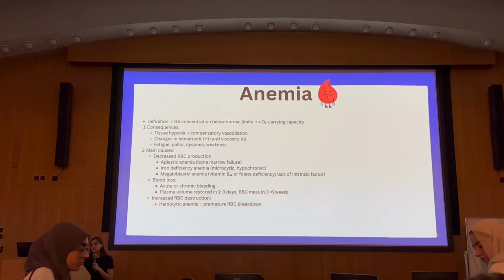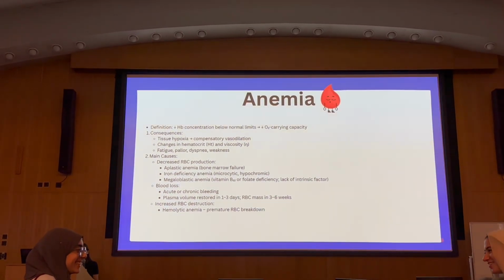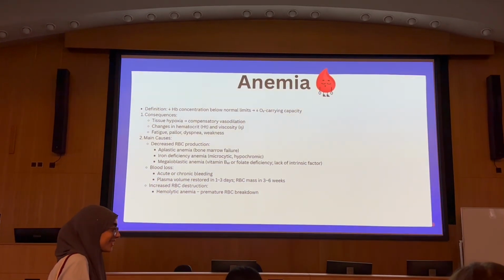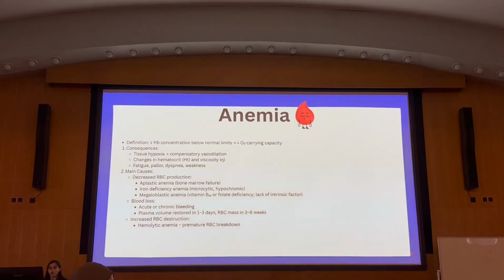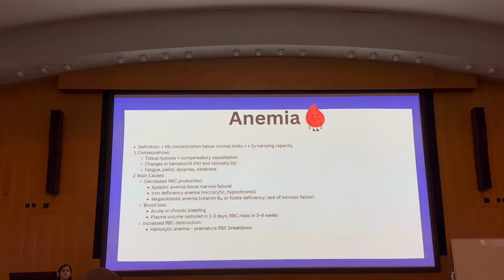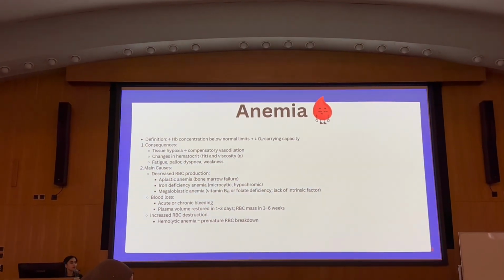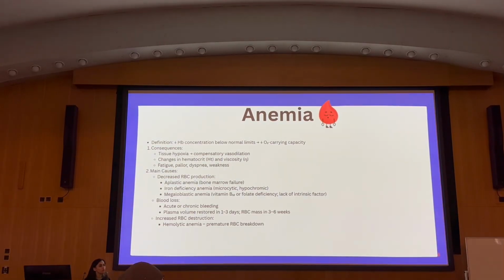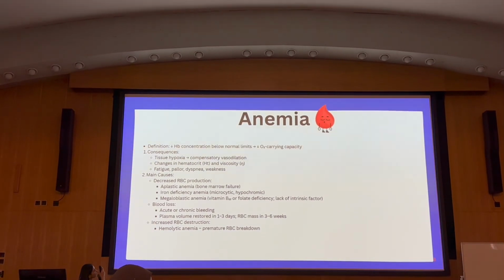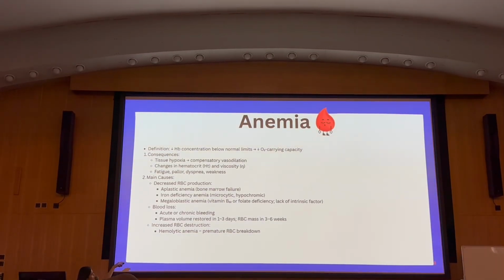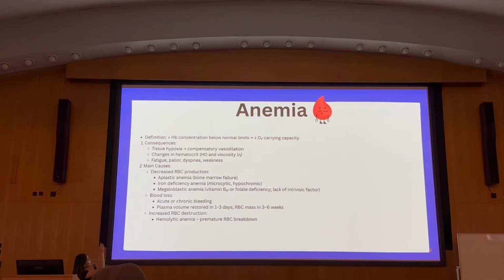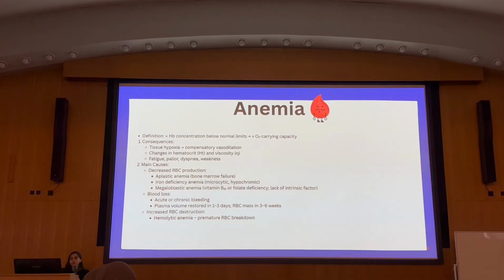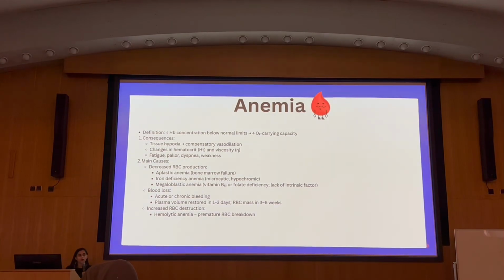Then main causes. There are three types of causes. There's decreased RBC production. There can be a problem in the bone marrow, which is known as aplastic anemia. Then you can have iron deficiency. Again, iron is required for hemoglobin formation and RBC maturation. So if that iron deficiency is there, you can get microcytic anemia. And then megaloblastic anemia, which is because of vitamin B12 or folate deficiency.